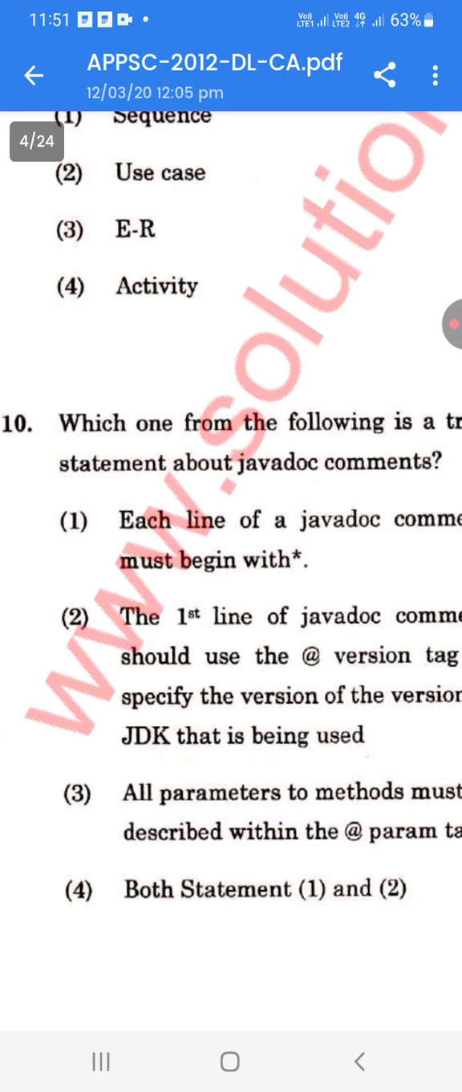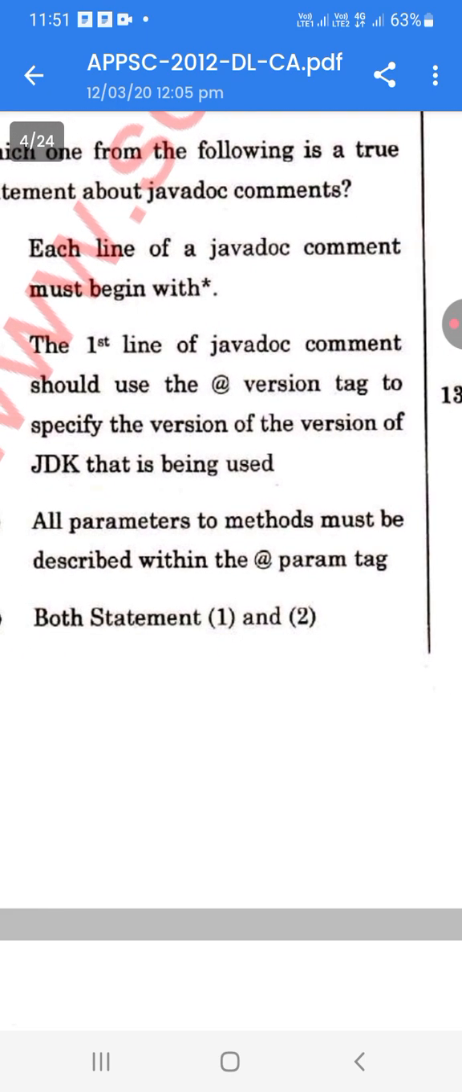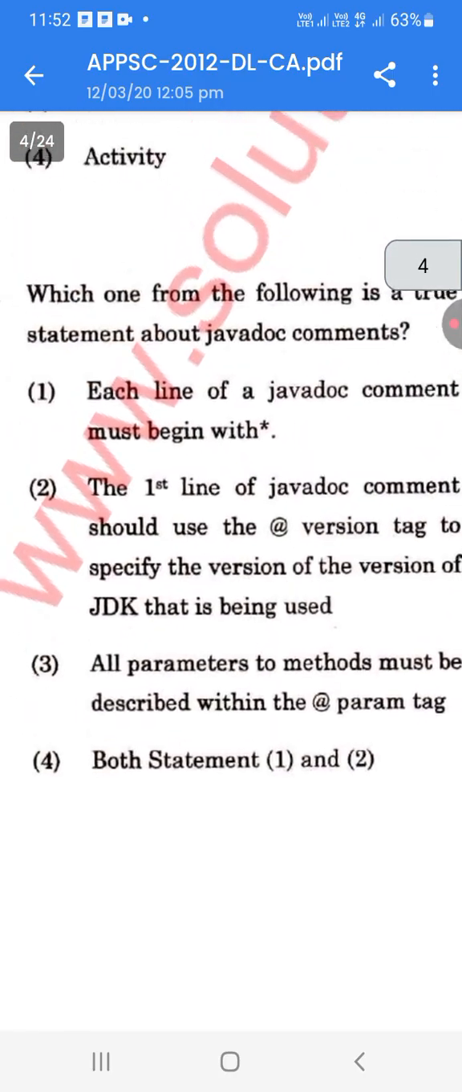Which one from the following is true statement about Java doc comments? 10th one. Answer is all parameters methods must be described within the @param tag. This is the 10th one.